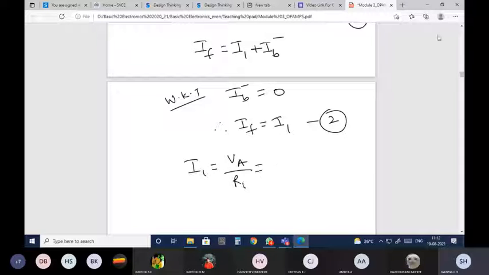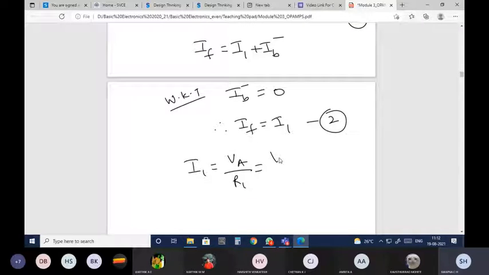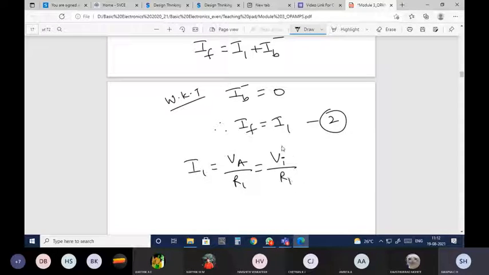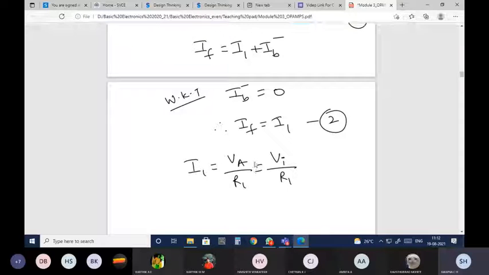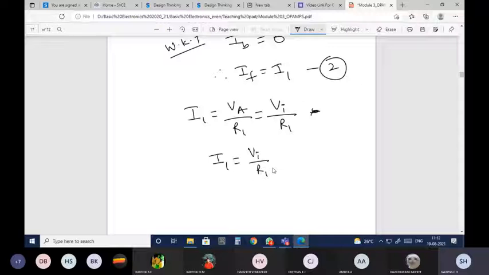But you know that what is VA? VA is nothing but VI. So VI divided by R1. VI is nothing but the voltage that you are giving, whatever signal you are giving, it will be VI. So I1 is nothing but VI by R1. This I'll name as equation 3.